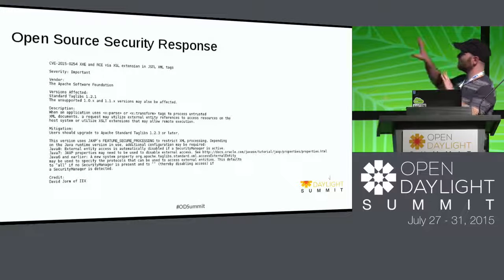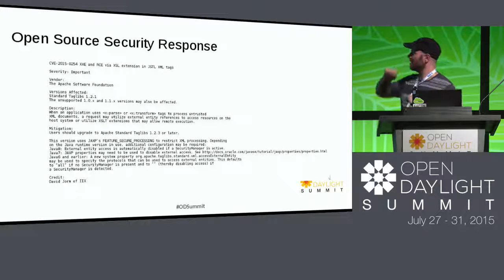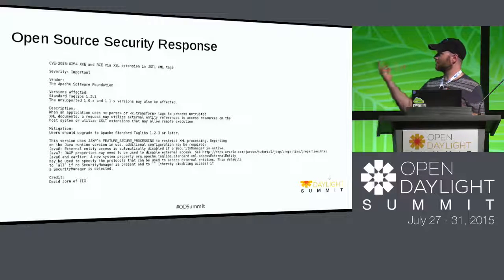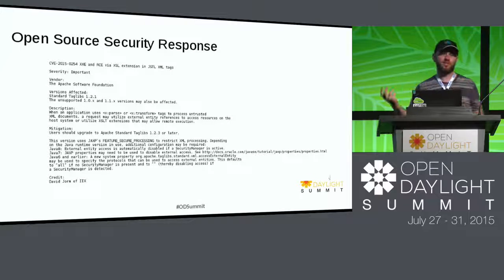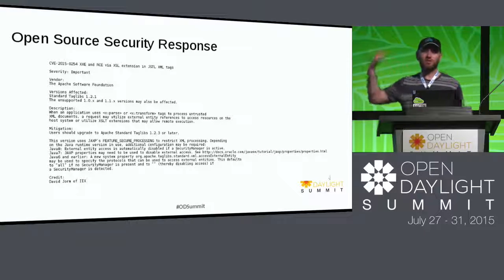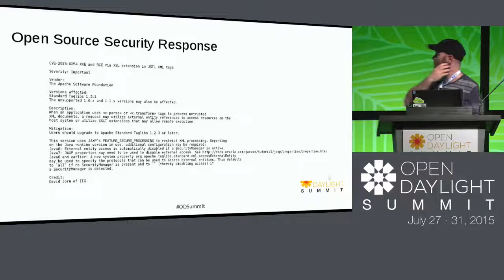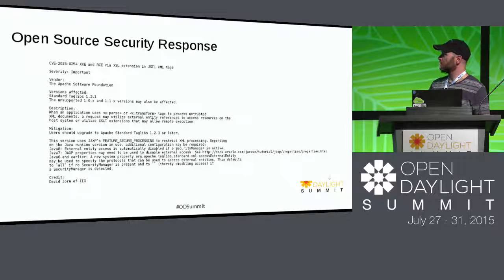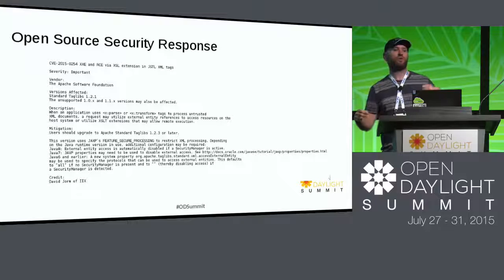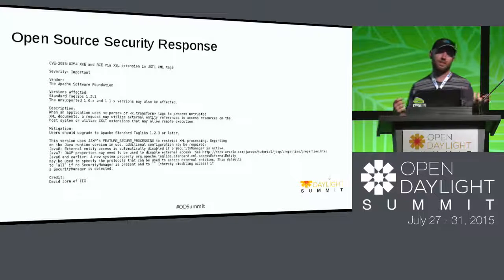So this, again, is going to be very, very hard to see down the back. I couldn't find a good way to blow it up enough. But this is just an example of the contrast between open source security response and proprietary security response. So this is an advisory that was released by the Apache Software Foundation for a vulnerability that I reported in JSTL, which is a standard Java web library, the standard tags library. And the JSTL exists in Apache's implementation, and it also exists in Oracle's proprietary implementation.